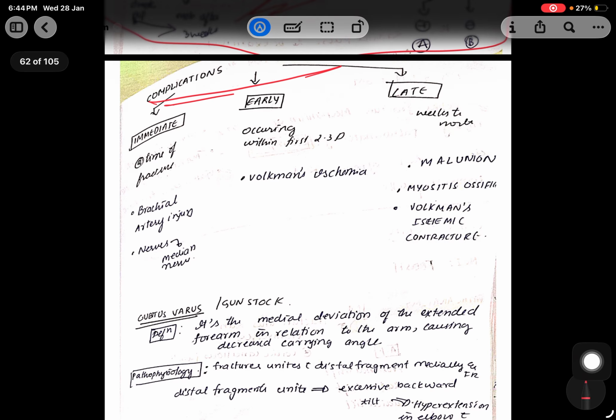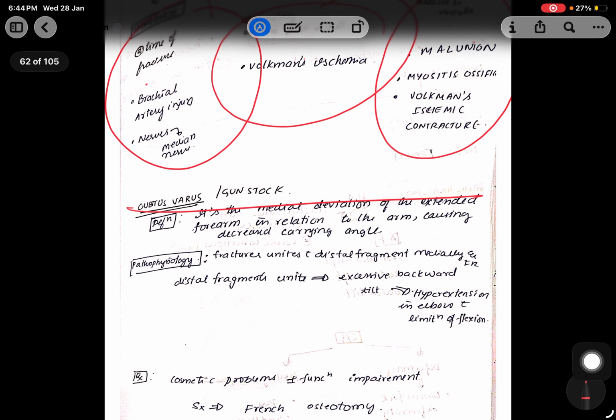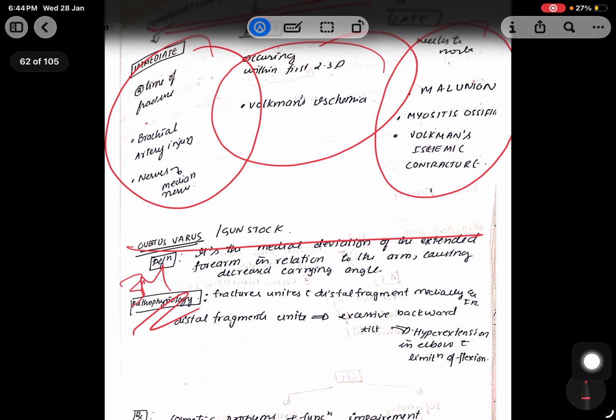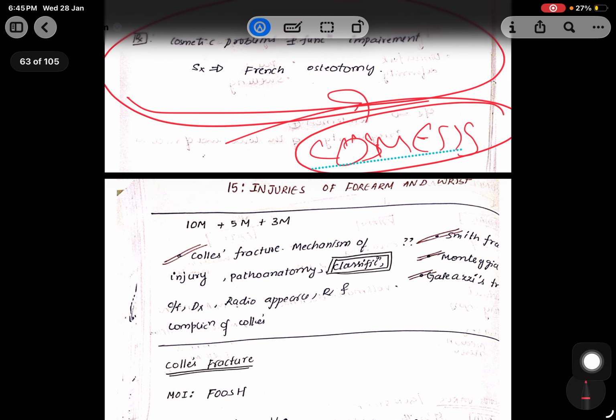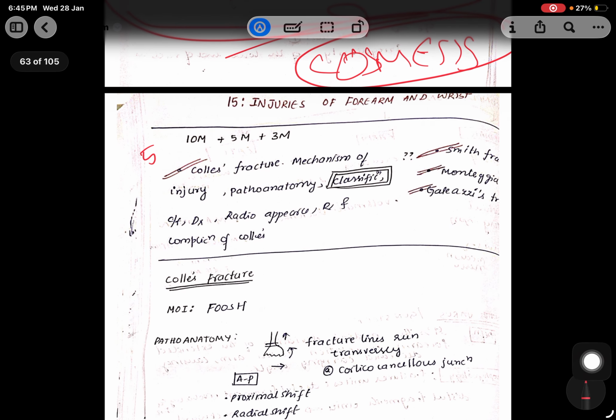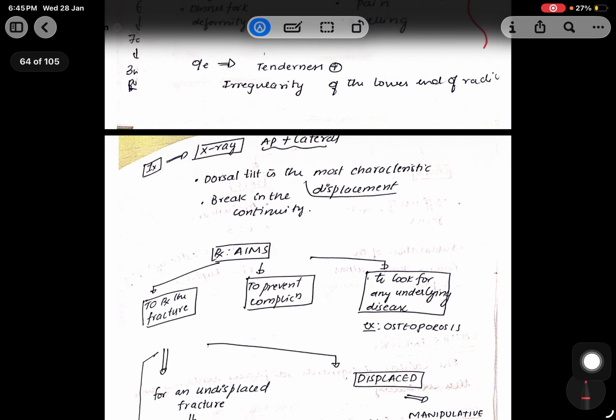These are the complications, again immediate, early and late. Make sure you mention all these things. Okay. Gunstock deformity for a 3 marker, they might not ask much. Colles fracture, not possibly for a 10 marker, but for a 5 marker, I think you already know it in and out. There's nothing extra for me to explain.